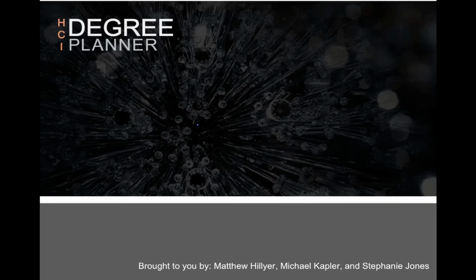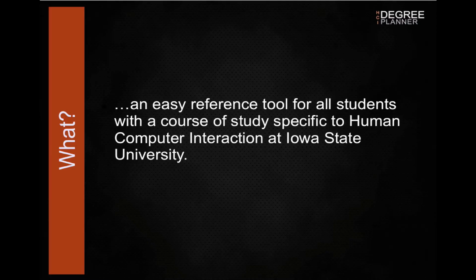So what is HCI Degree Planner? Well, what we found is basically there was a need, and what we needed was an easy reference tool for all students with a course of study specific to human-computer interaction at Iowa State University. So basically a one-stop shop where you could get information about your course of study, the courses, the credits, you could track it, you could plan it, and it would help you aggregate all these different tools into one. That was our proposal. Obviously, with the time constraints, we actually had to really limit the scope of that, and I'll show you later on in the presentation a little bit more about what we had to cut out and why.